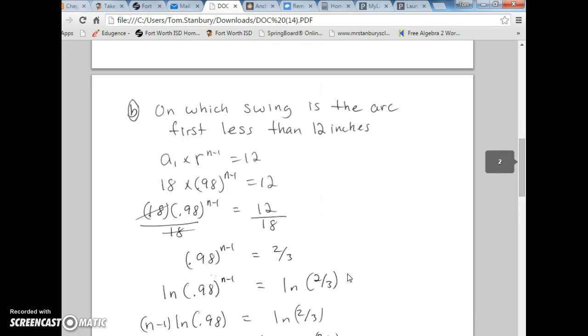Okay, look at B. On which swing is the arc first going to be less than 12 inches? This is written kind of poorly, but it could be less on a lot of different swings; when is it first going to be less than 12 inches? So we take the nth term, a sub 1 times r to the n minus 1, and we set it equal to 12 inches. So 18 times 0.98 to the n minus 1 equals 12.